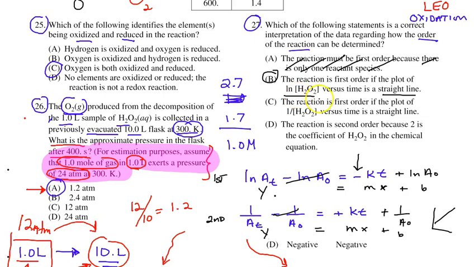Okay? So the reaction is first if the plot of the 1 over A is a straight line. Okay? That's incorrect. It would be second order. All right, so that's why C is not the answer.